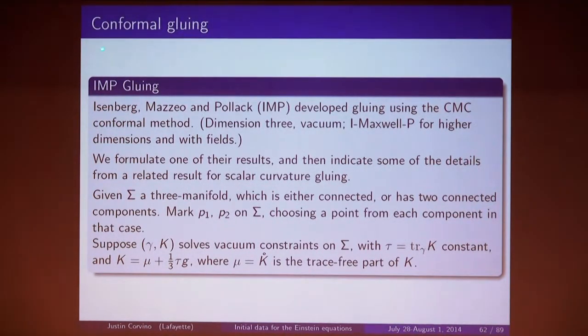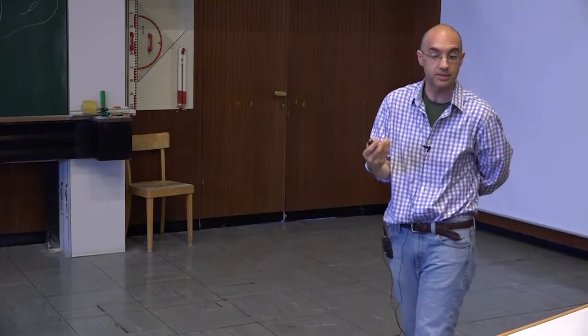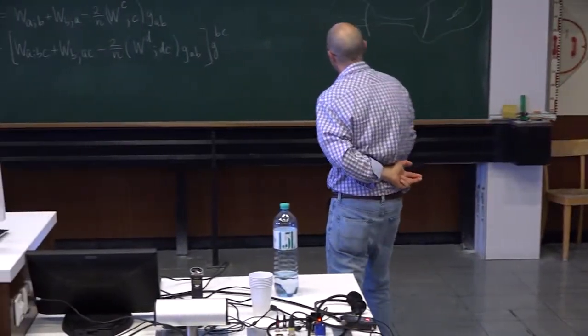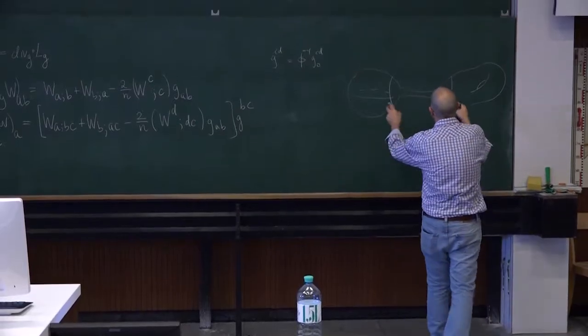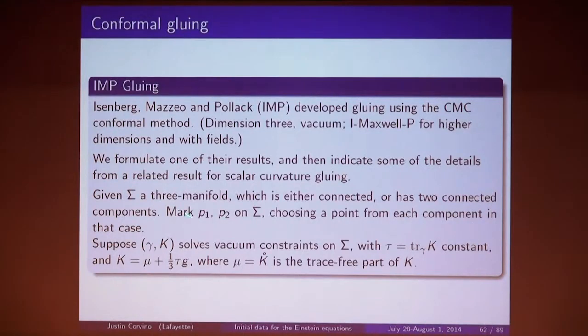All right, so Isenberg, Mazzeo, and Pollack developed the gluing, not just for closed manifolds, but for more general situations, for gluing solutions that are constant mean curvature using the conformal method. So solutions of the constraint equations where the trace of k is constant. So they wanted to take solutions like this and glue them together. You could do this in higher dimensions, but we'll stick to 3 for the moment.